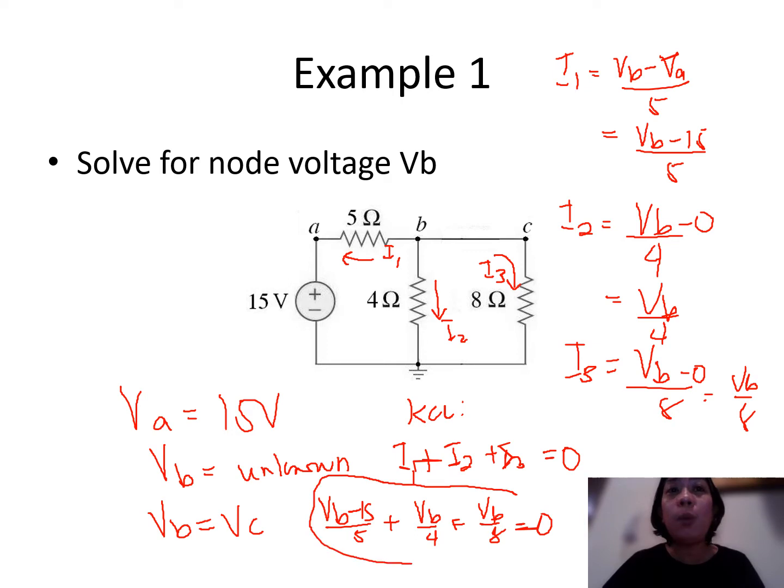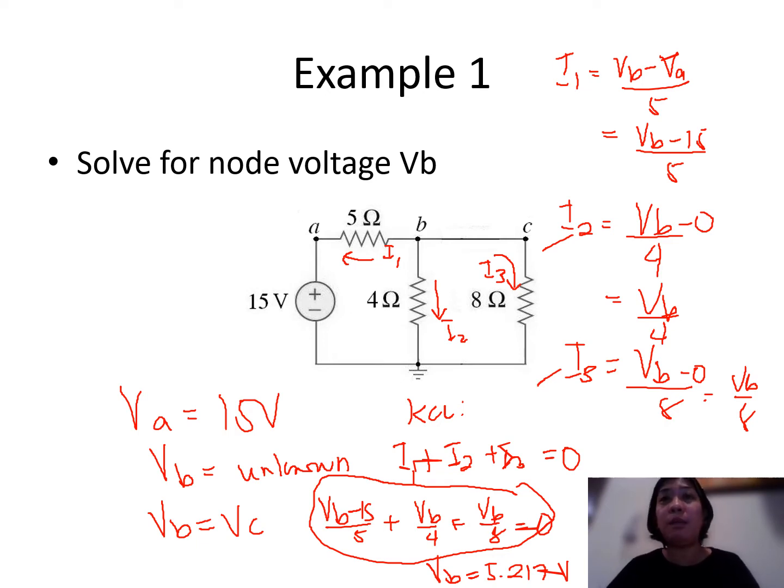Again, we have one equation having only one unknown, and we can easily solve for VB. The answer for VB here is 5.217 volts. Once we know VB, you can easily solve for I1, I2, and I3 just by substituting the value 5.217. When your answer is positive, that means our assumed polarity is correct. But when your answer is negative, all you have to do is reverse the polarity of your answer. So that is our first example.